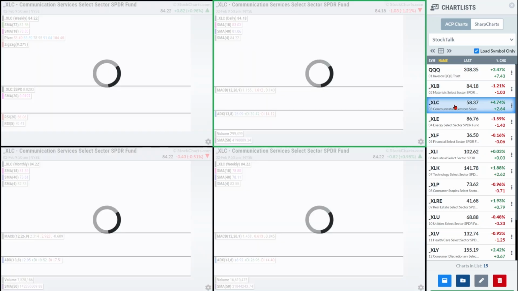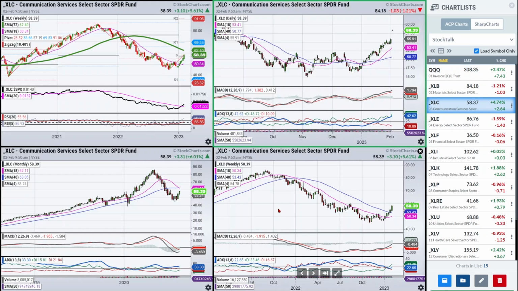Now, on the other end of the spectrum, we've got the communication services, right? This sector is essentially what we're seeing in Meta. I mean, overdone, way overdone. Tax loss selling into the fourth quarter sets itself up for a really nice retracement rally in the first quarter. That's generally my rule of thumb.